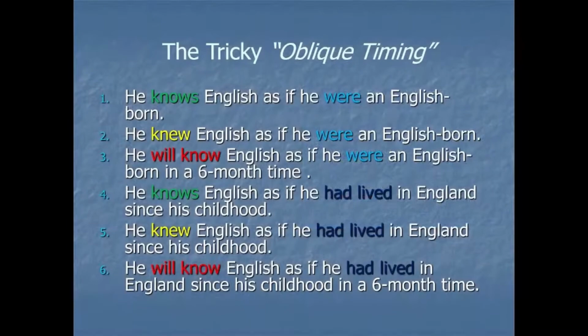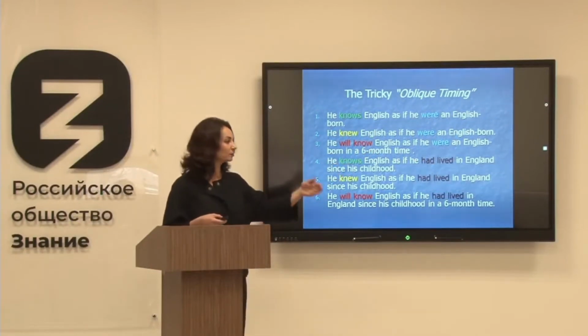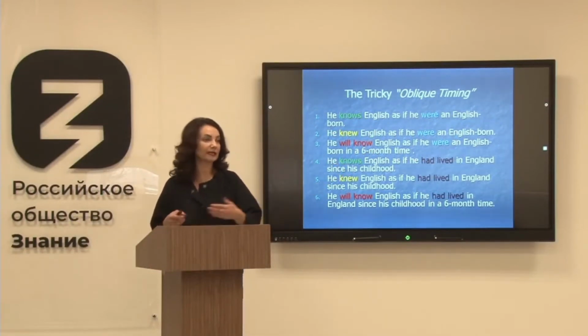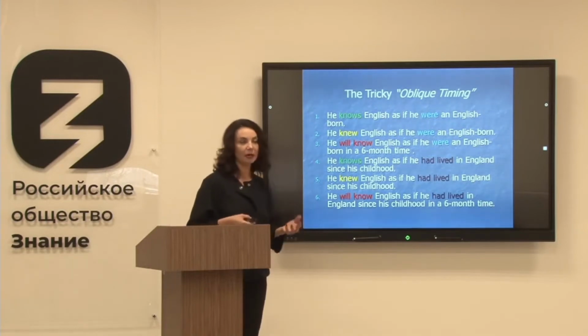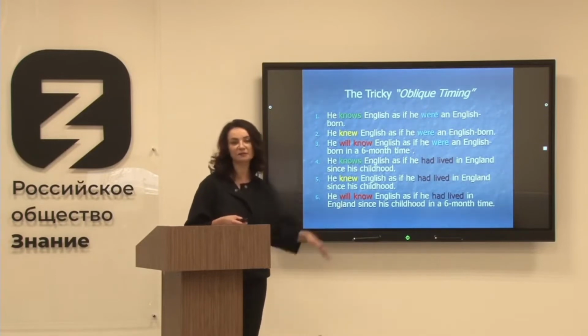Now, let's turn to the analysis of the timing of the oblique mood. The timing in the oblique mood is also a bit different. This is not the real timing. This is not the absolute timing. By the way, the absolute timing is understood as relating the action either to the plane of the past or to the plane of the present or to the plane of the future. That's the absolute timing. I do something, I did something, I will do something in some time.